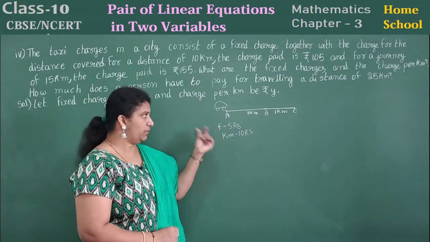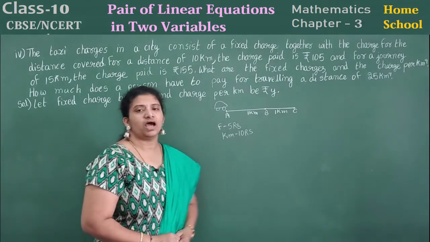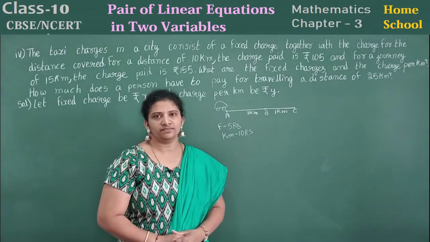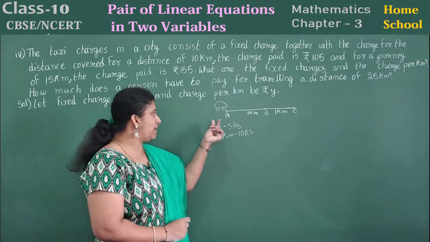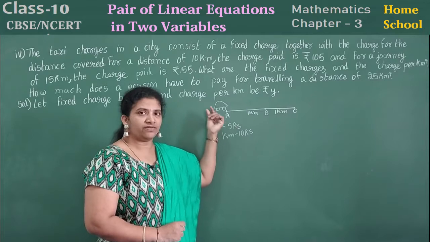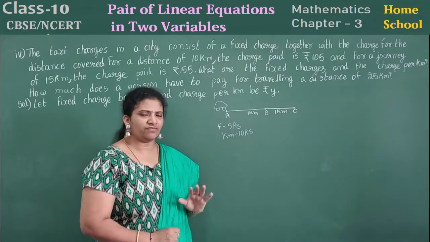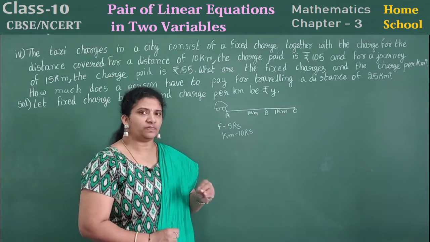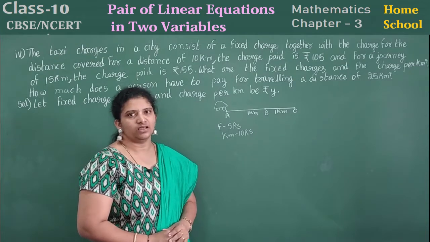Okay. Suppose we started from A to C. How many kilometers distance is covered here? 2 kilometers. How much amount do you need to pay there? Fixed amount 5 rupees. See, for every kilometer the 5 rupees won't be increased. 5 rupees is fixed. Wherever you take a drop, you need to pay 5 rupees minimum. That is the minimum charge.